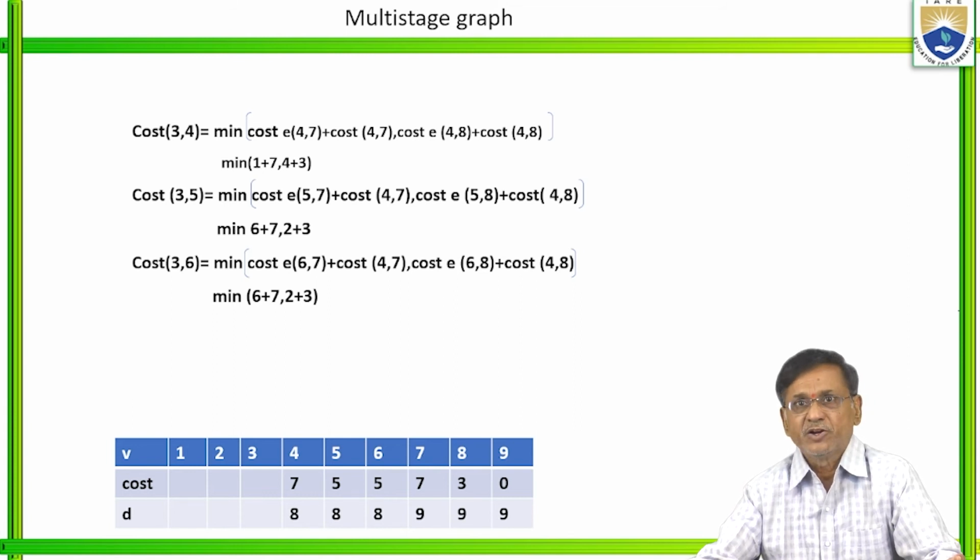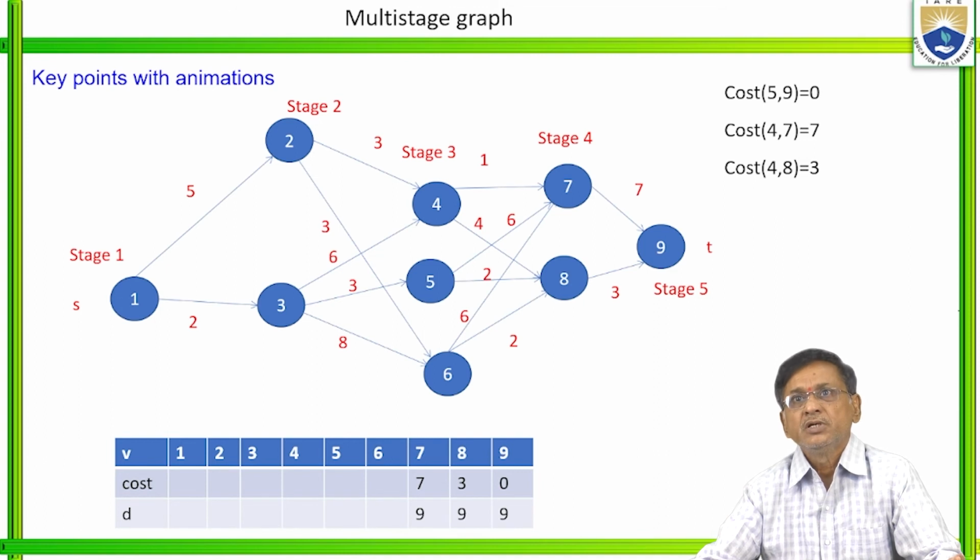Now you see the diagram. So from vertex 4, there are two paths. One is 4 to 7, another one is 4 to 8.